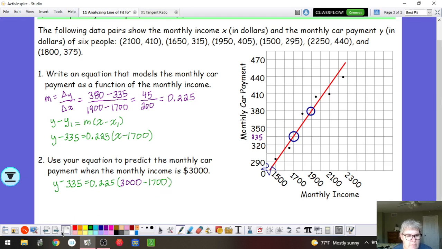And now we can simplify things on the right-hand side. So we have y minus 335 equals 0.225 times 3,000 minus 1,700, which is 1,300. We want to multiply that times 0.225, and that's 292.5.